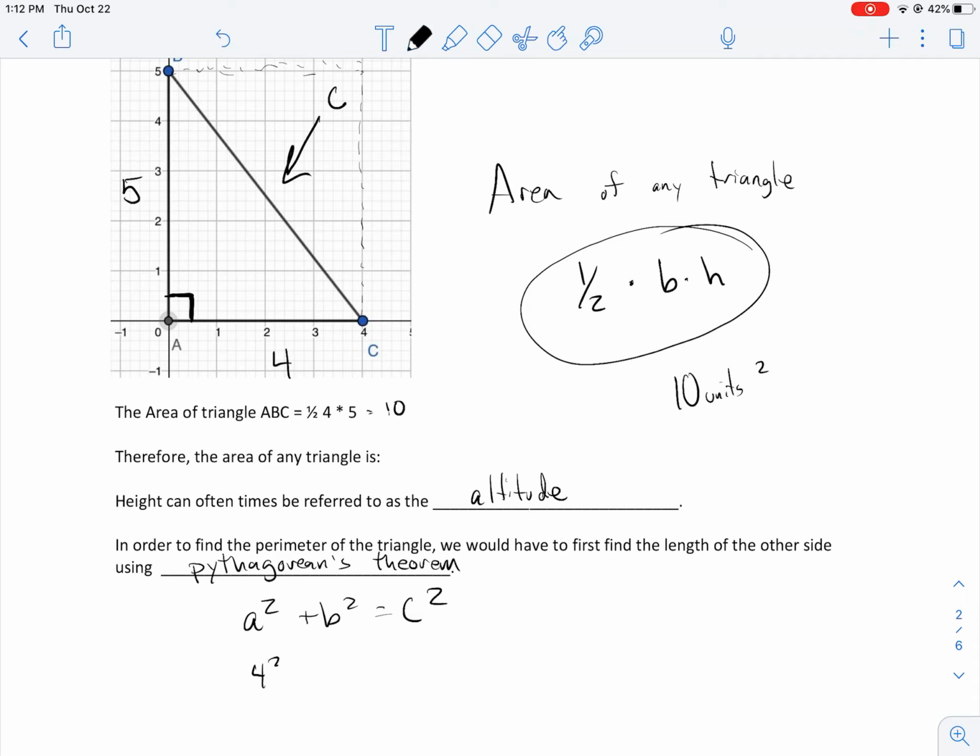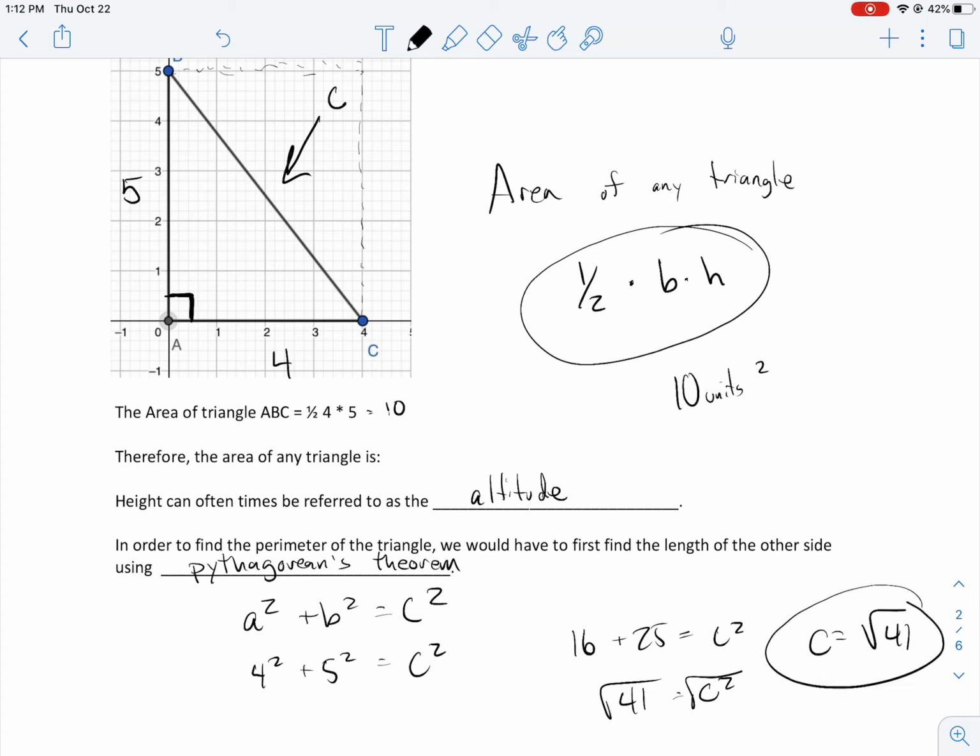All right, so this is 4 squared plus 5 squared equals c squared. And so I get 16 plus 25 equals c squared. So I get 41 is equal to c squared. Take the square root. c is equal to the square root of 41. So now this length right here is square root of 41.